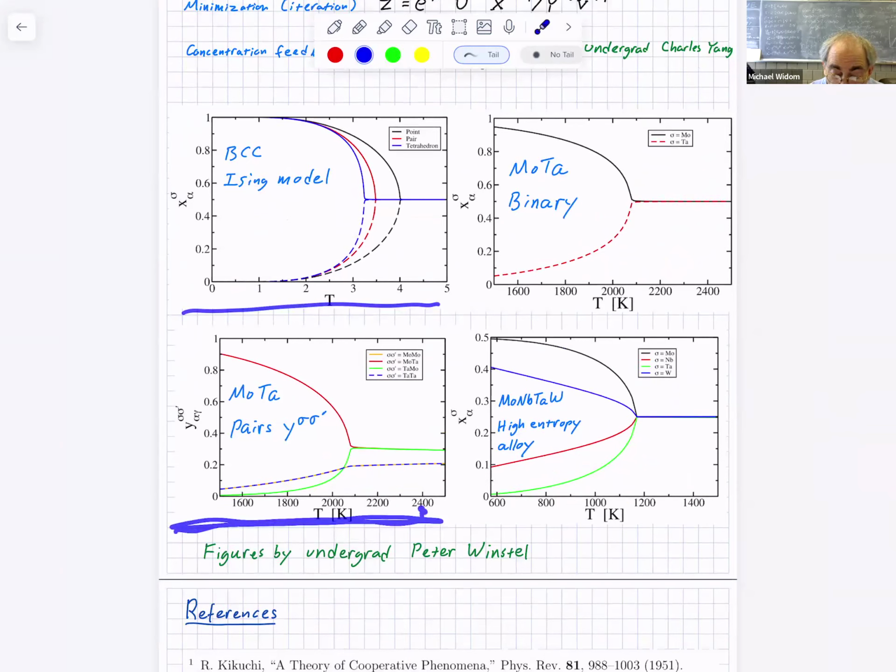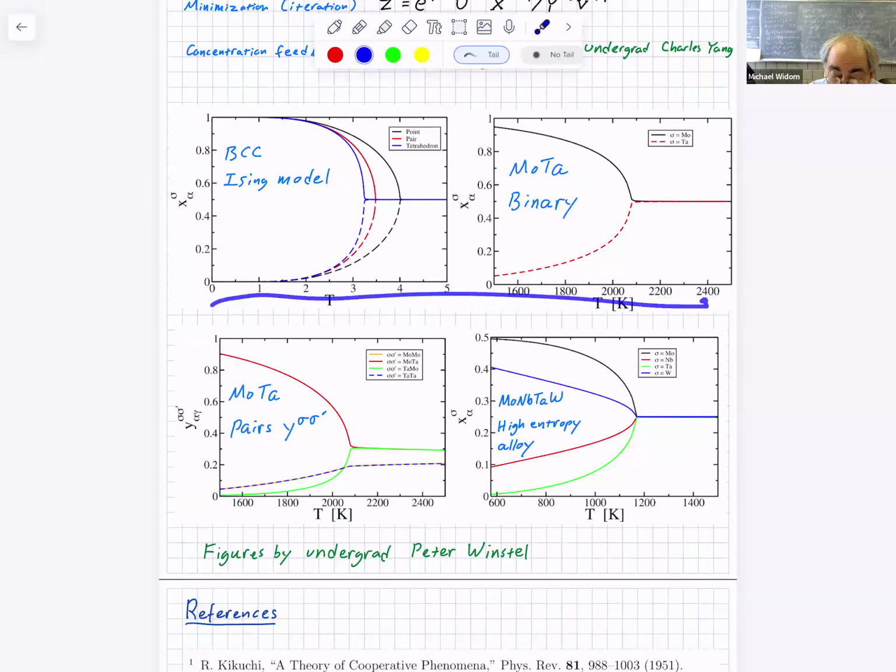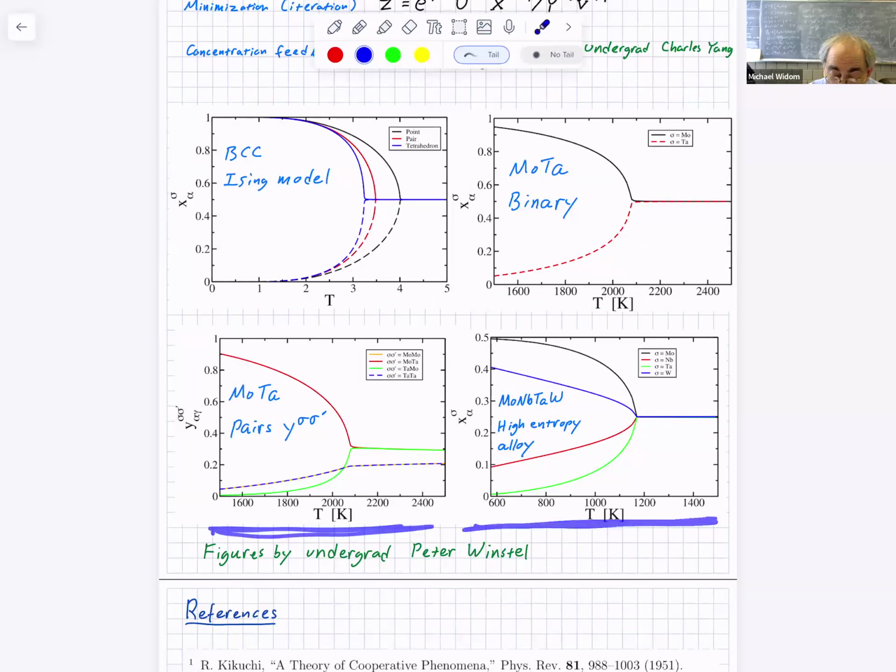Here we have the single points for an Ising model for the MOTA binary. Here we have pair correlations for MOTA, and for the high entropy alloy, the single site occupation. These things were done by Peter Winstel, a current undergrad.